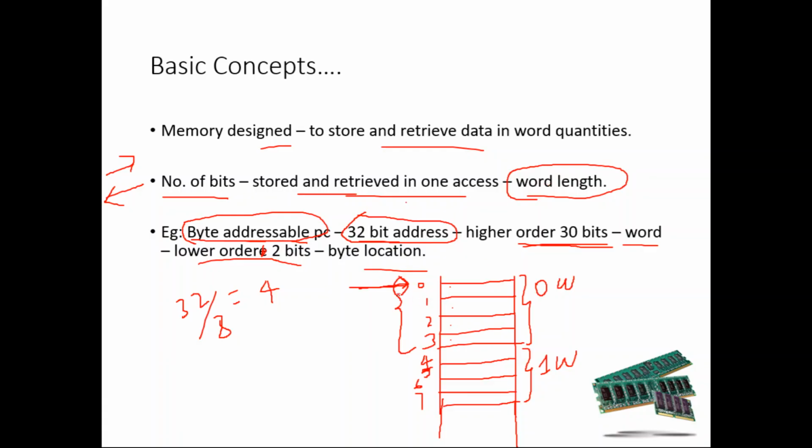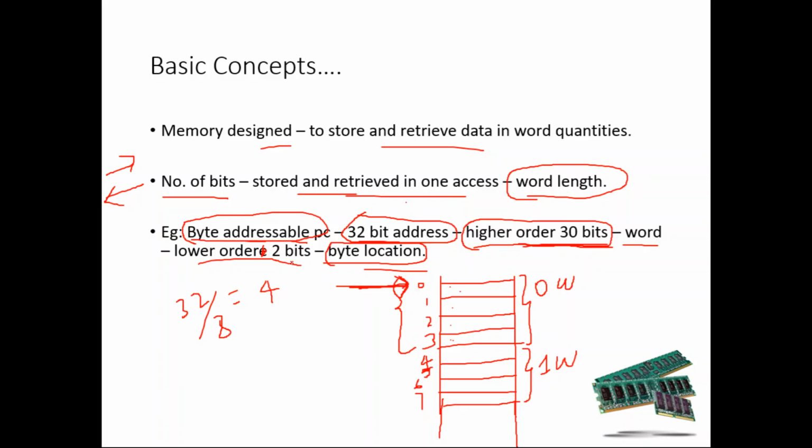So if you read something from the 0th location, the computer will read the entire word from the 0th location to the 3rd location. But assume that in some cases I don't want to read the entire word. I want to read only certain bytes. In that case we follow this scheme: the higher order 30 bits will refer to the actual word which you want to read, so the starting address of the word. In this case, if it is 00, it will refer to the 000 location.